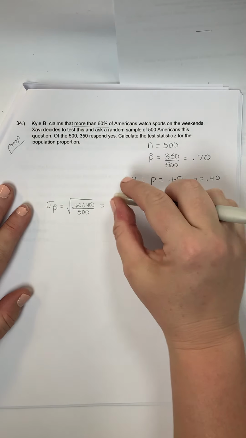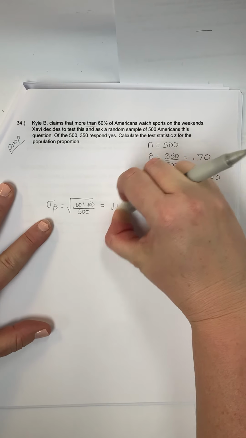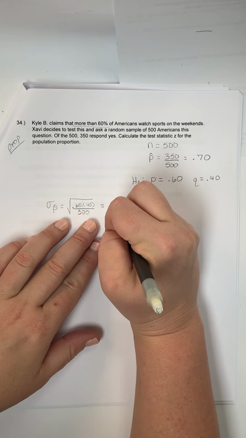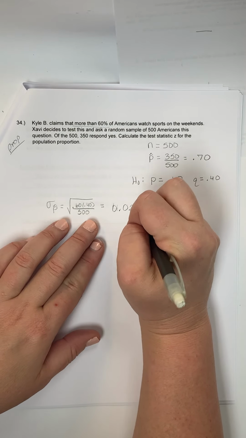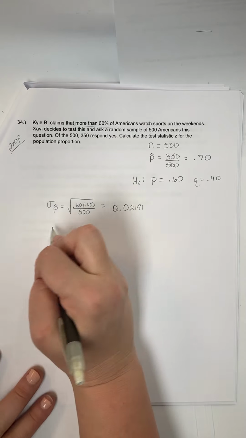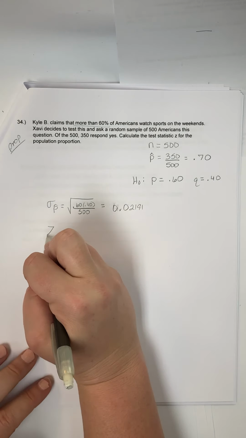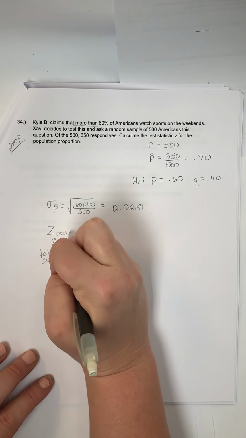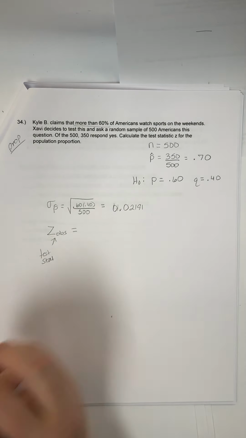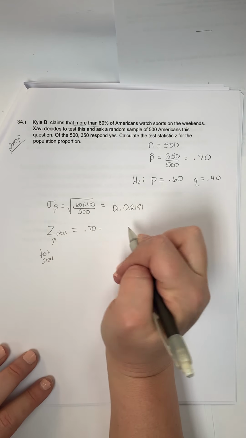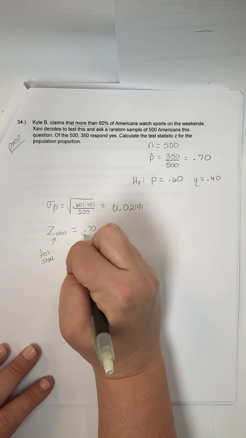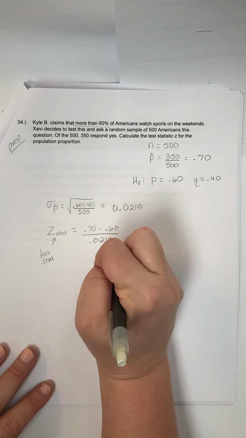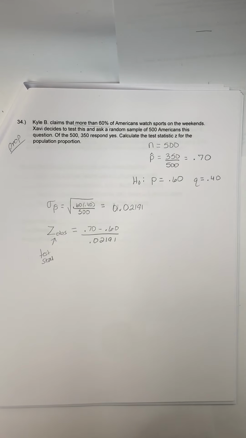Sorry guys, I was looking at the next part. And I get 0.02191. Okay, now I'm gonna find z observed. Remember, that's my test statistic. Okay, that's gonna be p hat minus p over sigma p hat.